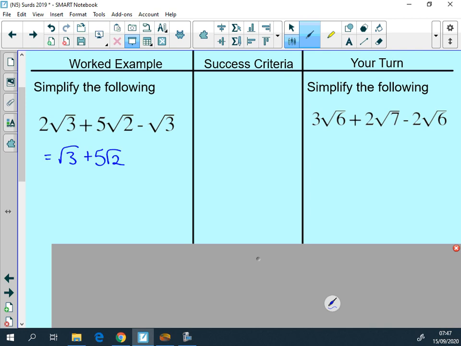If you need a bit longer, press pause, take as long as you need. So we've got 3 root 6, and I'm taking away 2 lots of root 6, so I'm going to be left with 1 lot of root 6. Now, I don't put the 1 in front of it, okay? So we don't put 1 lot of root 6, we just say root 6. And then add to root 7, because root 6 and root 7 we cannot add together.